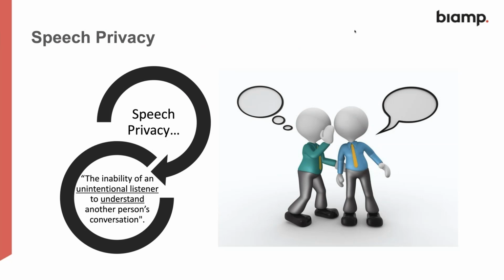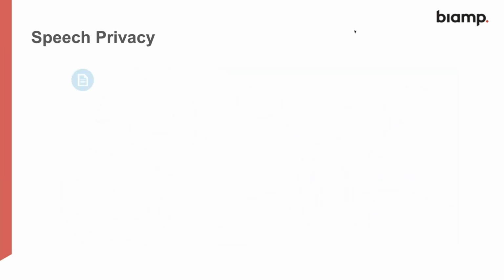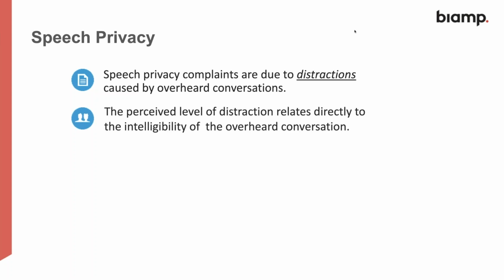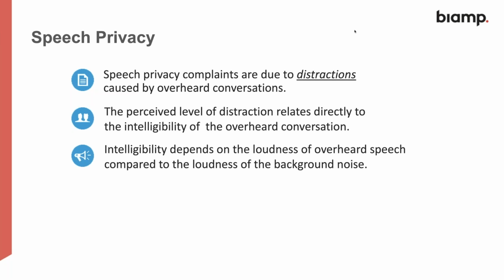So what is speech privacy? Well, it's defined as the inability of an unintentional listener to understand another person's conversation. The main things people complain about are distractions, which are caused by overheard conversations in the office or larger environments. Also, the level of distraction relates directly to the intelligibility of the overheard conversation. And that speech intelligibility depends on the loudness of the overheard speech compared to the loudness of the background noise. So this is the sort of thing where you hear someone speaking above the level of the ambient sound, and it is a distraction.